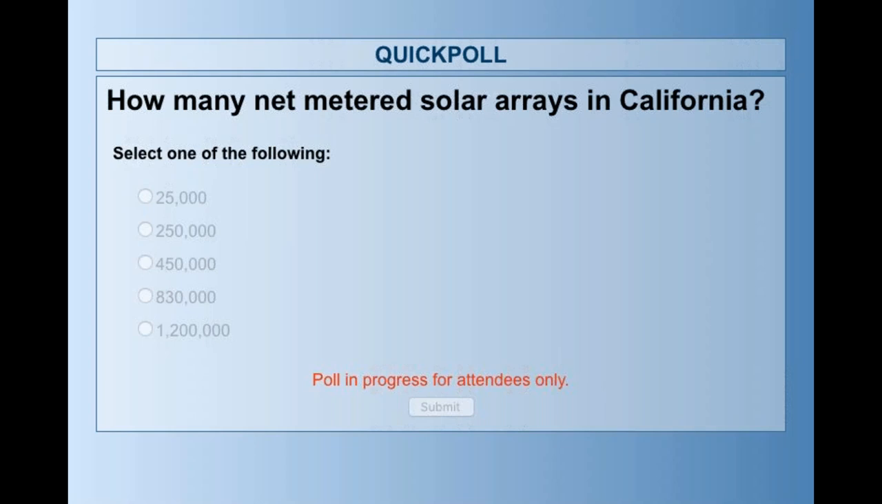For those of you that really like to be right, you can go Google that in a separate tab while we're taking the poll here, but just wondering how many solar arrays do you think are currently connected under net metering to the grid in California? We'll give folks just a few more seconds to go ahead and weigh in. Anywhere from 25,000, I see that folks are shying away from that possibility, up to 1.2 million solar arrays in this poll question, and we'll get to the answer here in just a second.